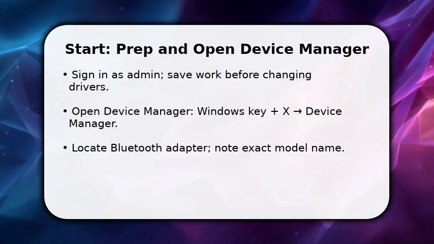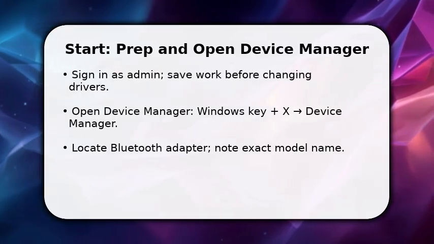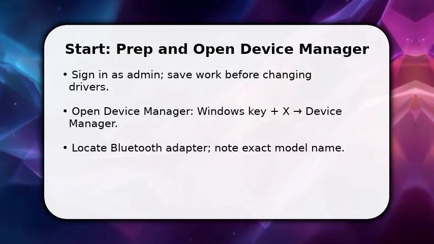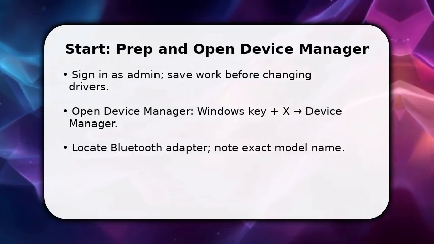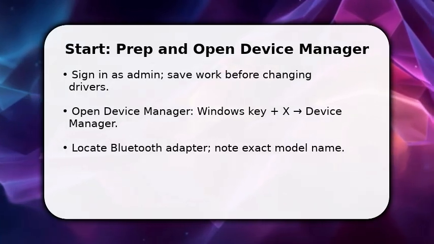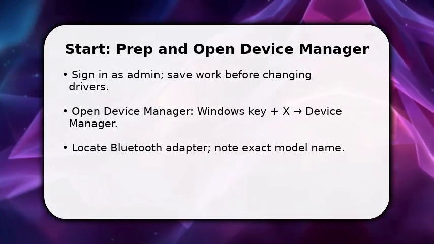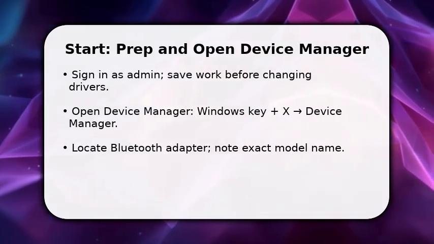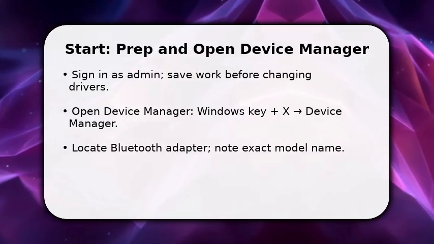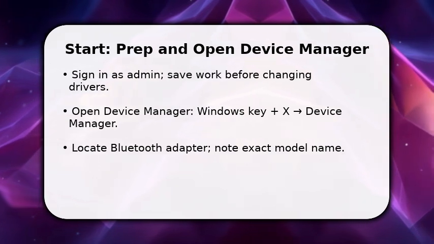You'll begin with minimal setup. Sign in with an administrator account and close open apps so updates install cleanly. Once ready, press Windows key plus X and open Device Manager to find Bluetooth. You should see a named adapter under Bluetooth or network adapters. Note that exact model because it matters for compatibility. Once noted, right-click the adapter to reveal options. This step puts you at the control point to update safely and avoid installing the wrong driver version.